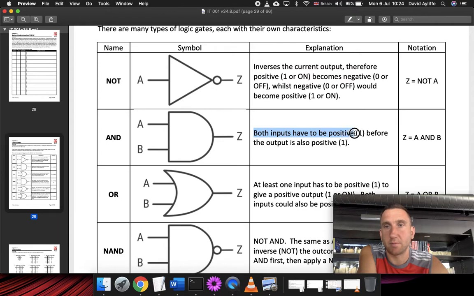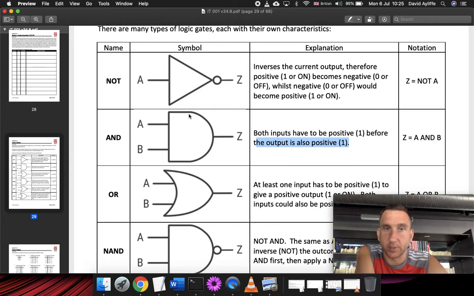And for the AND gate, both inputs have to be positive before the output is also positive. So if we put in 1 and 1, we get 1. If we put 1 and 0, we get 0. If we put 0 and 1, we get 0. If we put 0 and 0, we get 0.